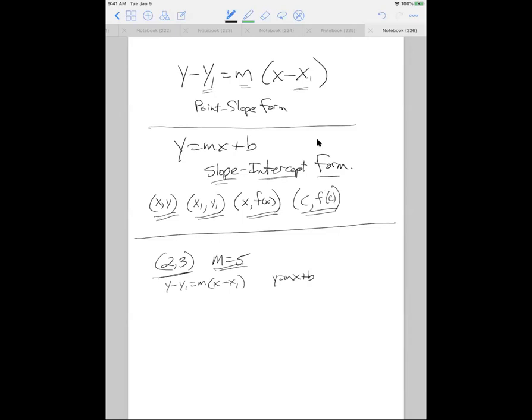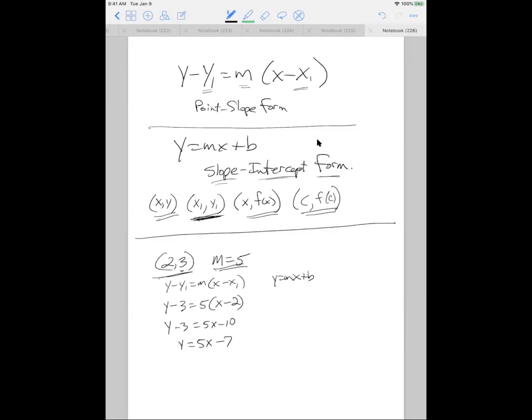I want to review this. You've probably done this before. But if the point is 2, 3, that means x1, y1 is 2, 3. Then y minus y1, 3, equals m times x minus x1. And then you solve for y. If I ask you to put it in slope-intercept form, that's typically a standard form that's utilized. We get 5x minus 10. Then add 3 to each side, we get y equals 5x minus 7.